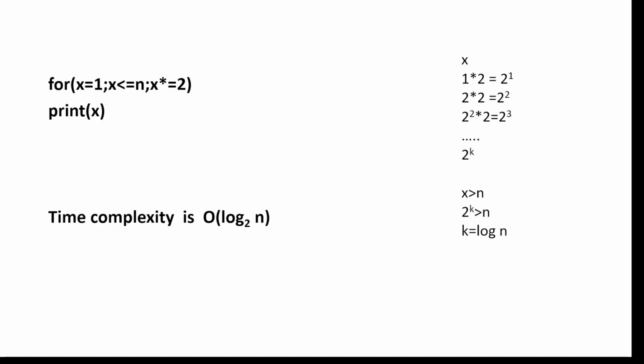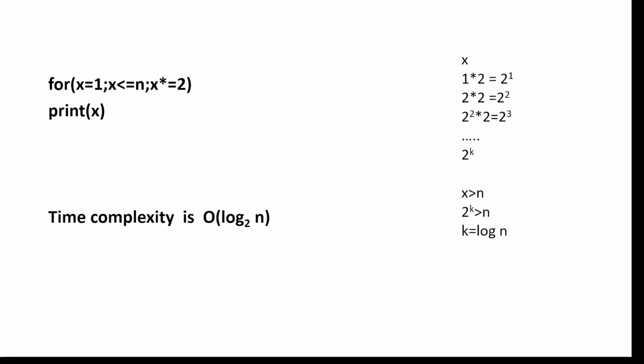So here is a for loop given: for x equal to 1, x less than or equal to n, x *= 2. The for loop will start with 1 and execute as long as x is less than or equal to n, whereas the value of x is getting multiplied by 2 every iteration. The for loop terminates when the value of x is greater than n.